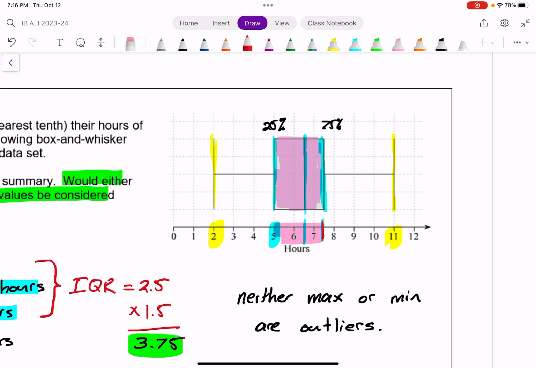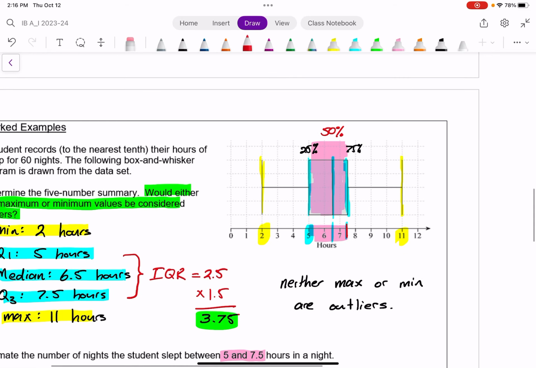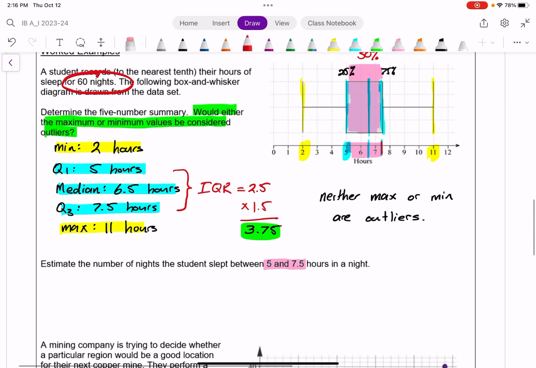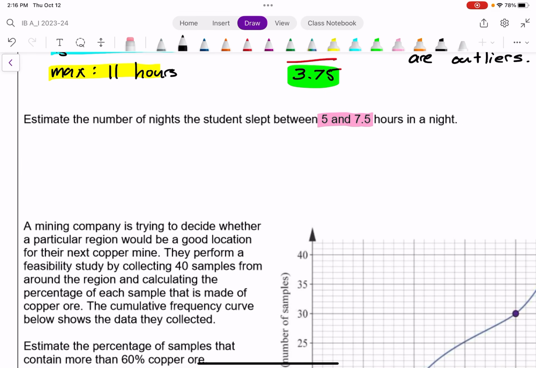And the median is the 50th percentile, which means everything inside this shaded box is exactly half of our data. It's 50% of our data. And the question is 50% of what? 50% of our data being 60 nights. And so now I know that half of 60 is how many times this person slept between 5 and 7.5 hours, which is 30 nights. And so I can say 50% of 60 nights, which is 30 nights.